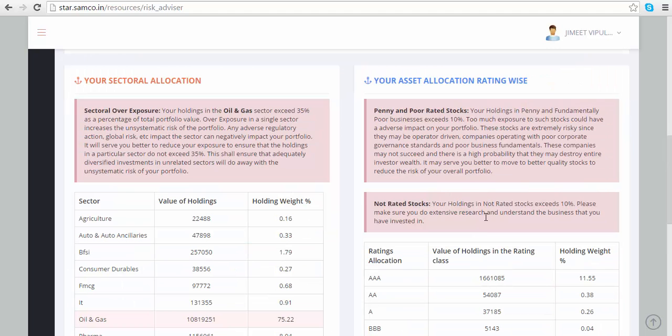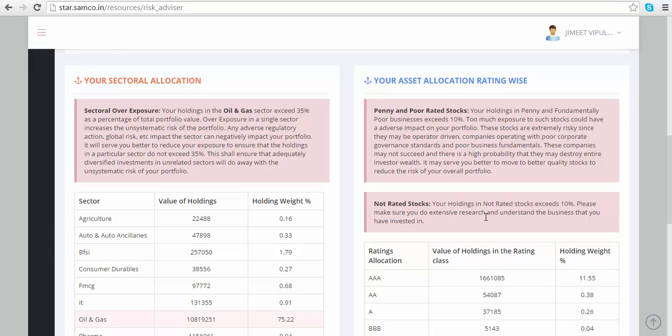At Samco, we have rated over 1200 listed stocks on the NSE and the BSE. However, there may have been certain stocks which may not have been rated. In such cases, we raise a red flag for not rated stocks, whereby in case your holdings in unrated stocks exceed 10%, we would recommend investors to do extensive research and understand the businesses invested in a lot better.